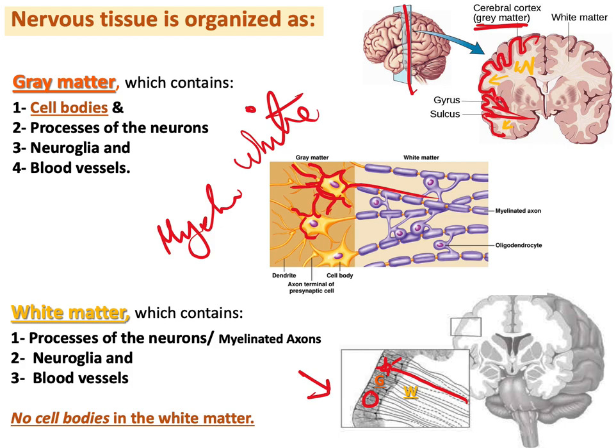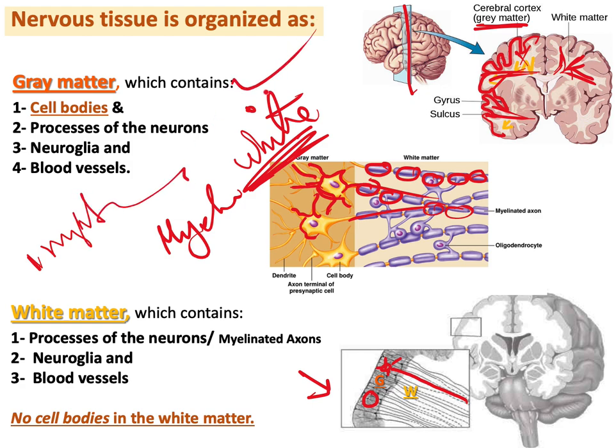axons here are myelinated. You see this purple color? This is the myelin sheath, right? So it's a kind of white color. Then this area is seen as white. This is white matter: myelinated axons, right? Of course, there is neuroglia in both the cerebral cortex and white matter, and blood vessels in both. So this is important, right?